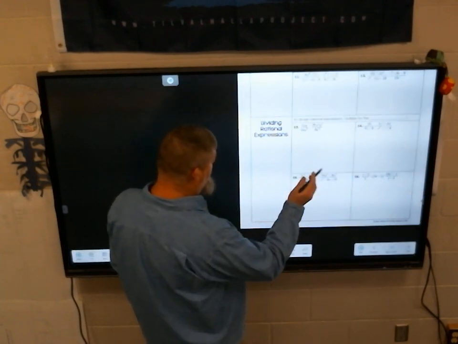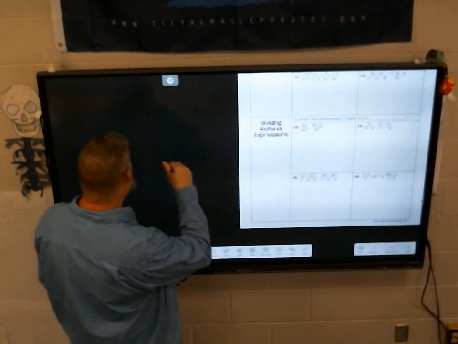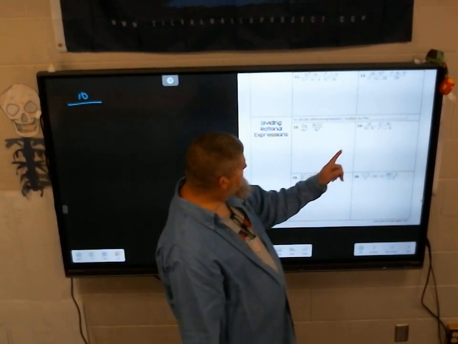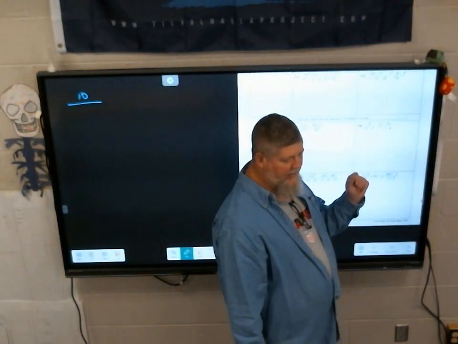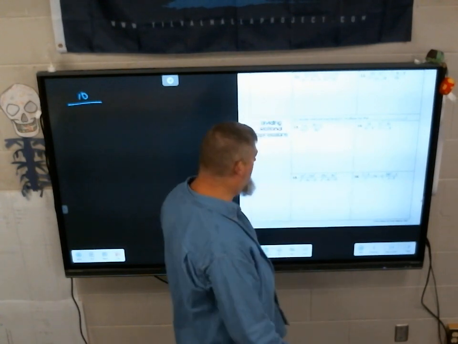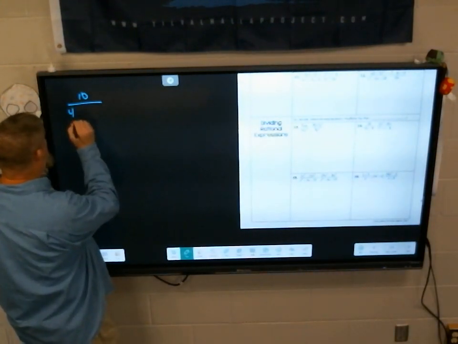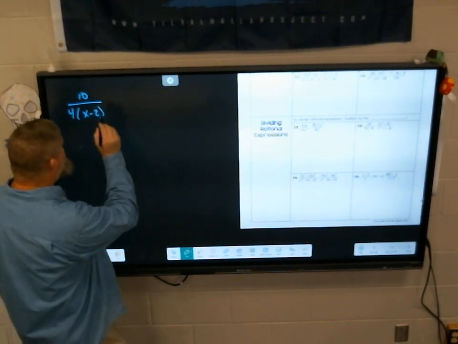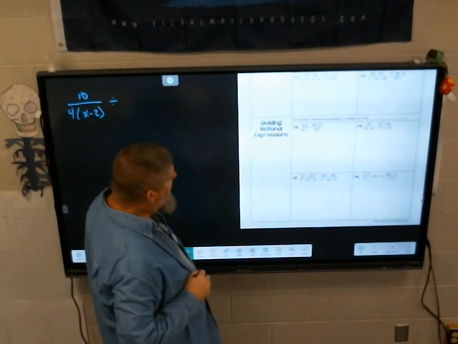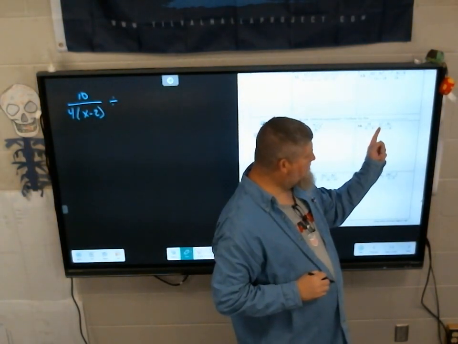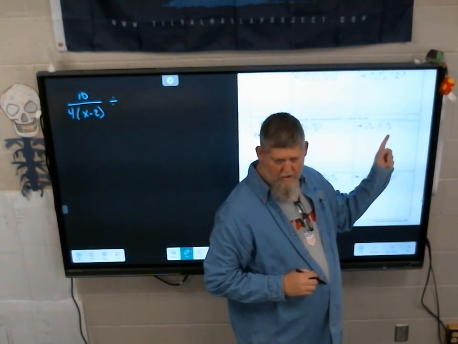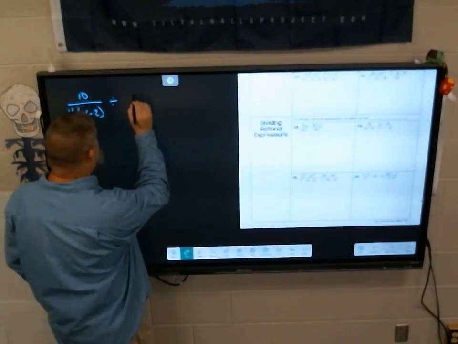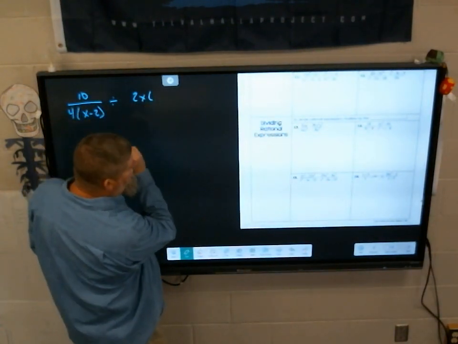Number 14 gives us 10 over, now when I have 4x minus 8, what can I factor out of that? The 4, both have a 4. So I'm going to factor 4 times x minus 2. Then it says divided by, and what can I factor out of 2x squared plus 6x? 2 and x. So we take out a 2x, and I'm left with x plus 3.